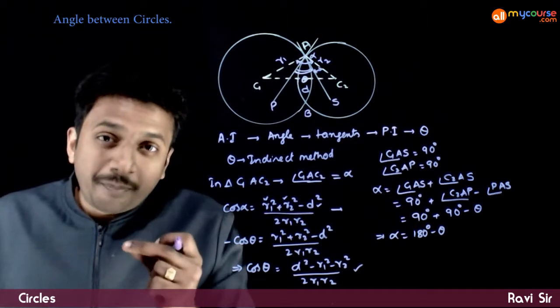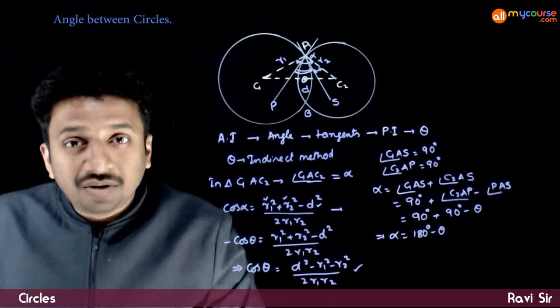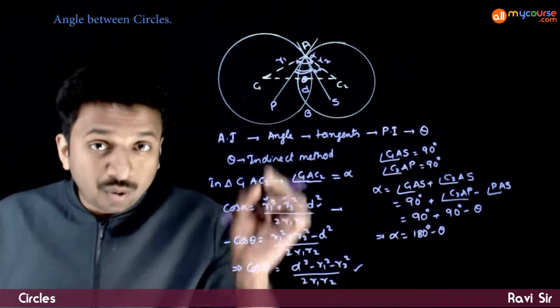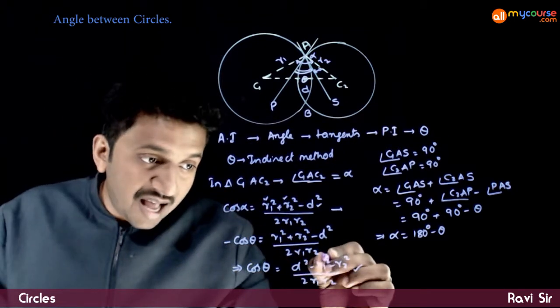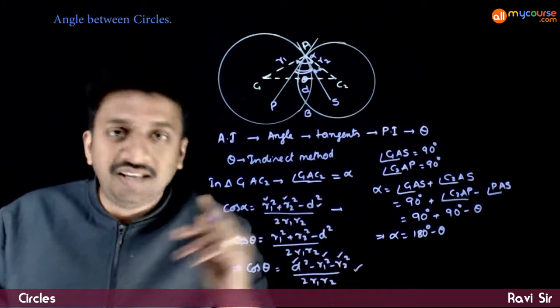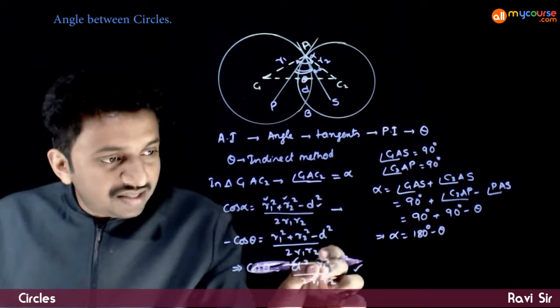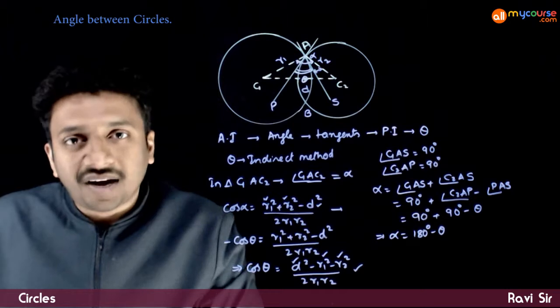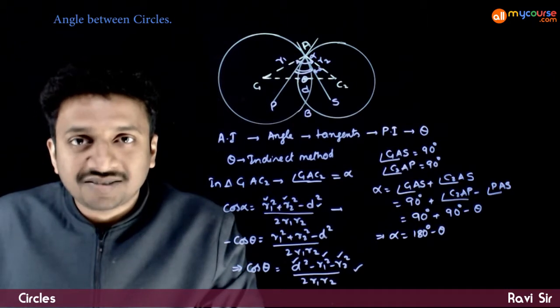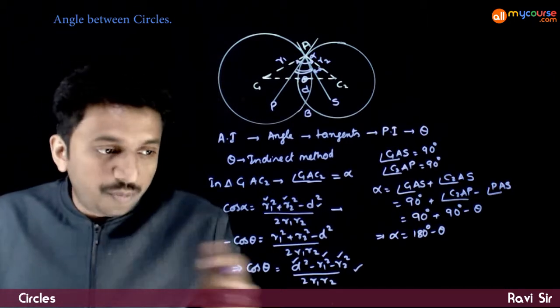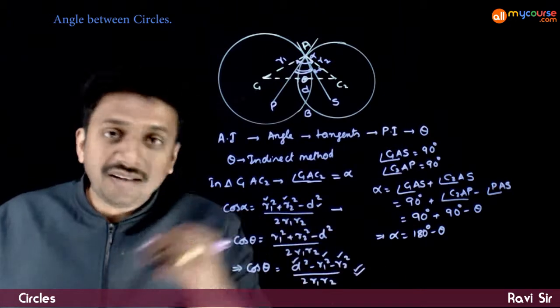So what are the numbers that you need to find the angle between two circles? Again, R1, R2 and D. If you know these three numbers, you can very easily find the angle between the circles. So I hope you understand how to find the angle.